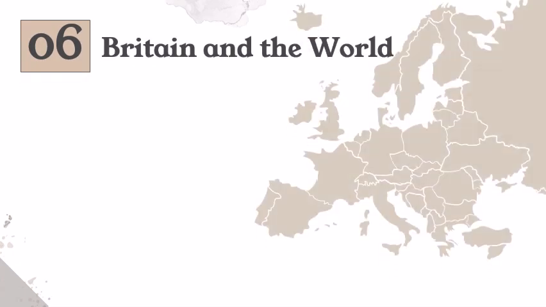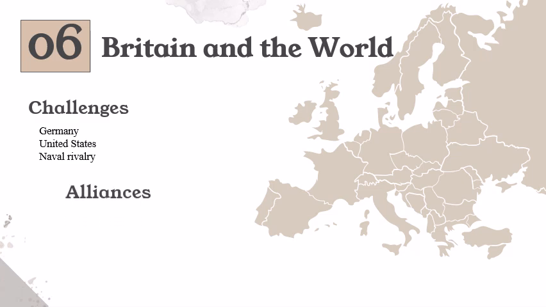Britain remained the world's largest empire, but new powers such as Germany and the United States challenged its dominance. Competition between Britain and Germany intensified, particularly in naval development. Britain responded by forming alliances with Japan, France, and Russia. These agreements would eventually contribute to the alliance system that shaped the First World War.